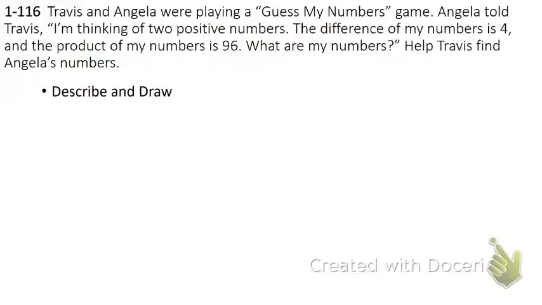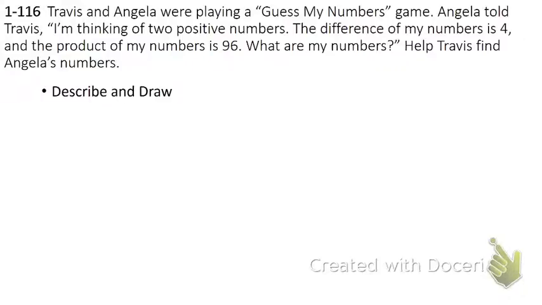Alright, Travis and Angela were playing Guess My Number game. Angela told Travis, I'm thinking of 2 positive numbers. The difference of my numbers is 4, and the product of my numbers is 96. What are my numbers? Help Travis to find Angela's numbers. Alright, so once again, when we're encountering problems we don't know, we're going to use this 5D process, beginning with describe and draw.